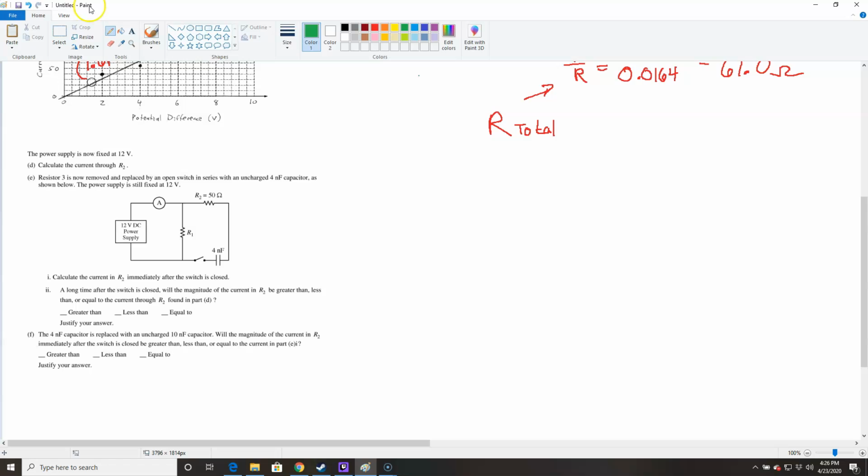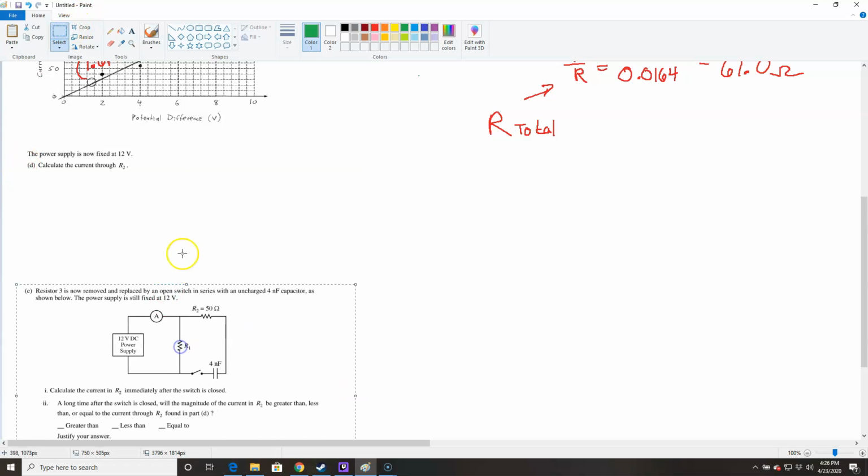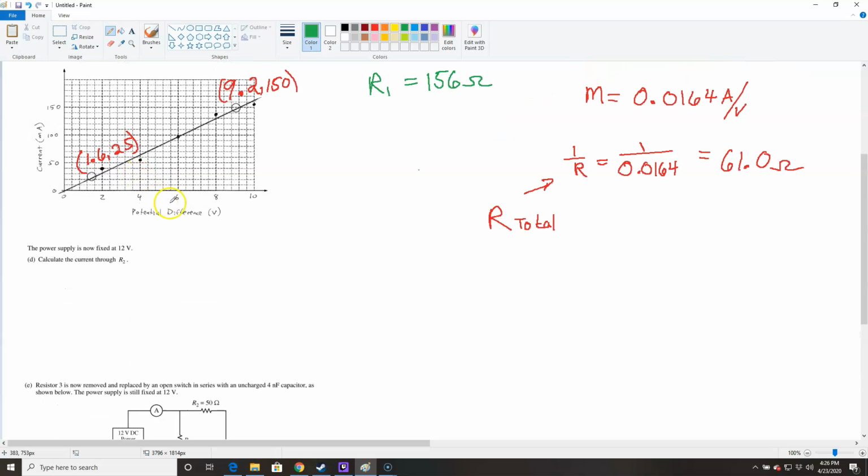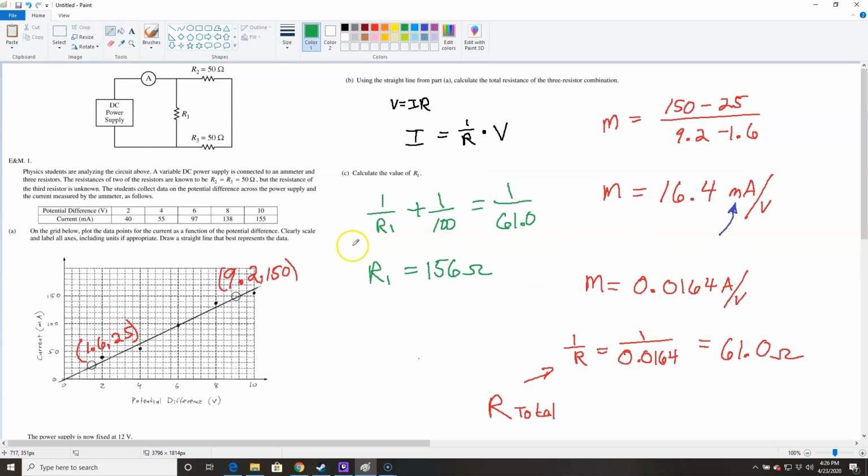So not to be confused, I'm going to go ahead and separate E and F from D because I don't want you referencing this circuit yet. We haven't gotten there yet. The question is asking, well, what's the current through R2 in this particular branch? So what we can say for the circuit is that this path here is 100 ohms at the full 12 volts, and this pathway here is going to be 61 ohms at the full 12 volts.